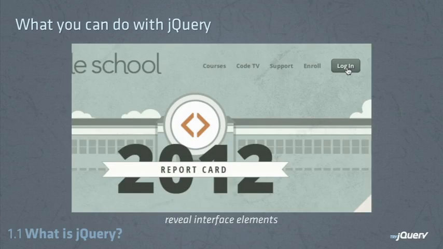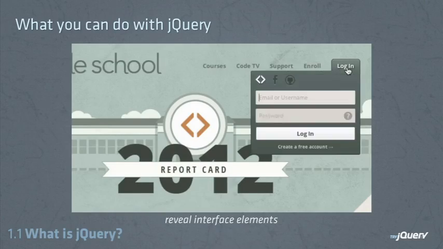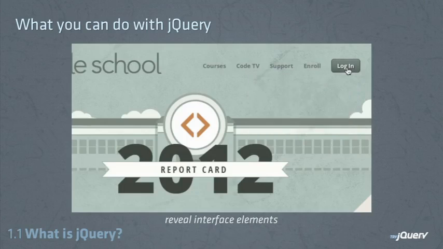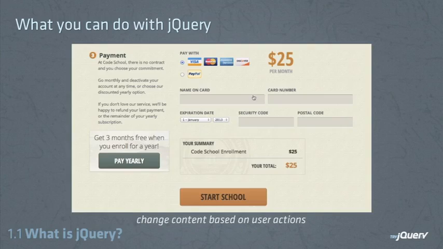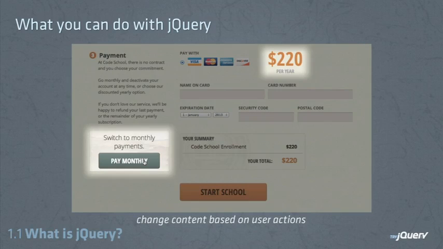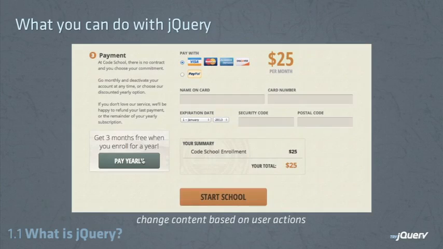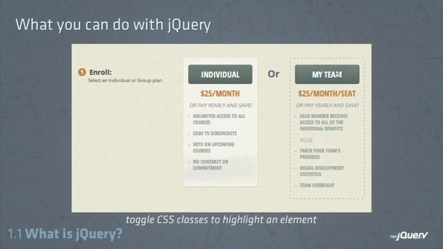When somebody clicks the login button on Code School, the login form appears and can disappear once they click that again. Over on the Code School payment page, people can select between paying yearly and monthly, and the price is updated accordingly. Also in this page, we can toggle different CSS classes based on which button somebody presses, as you can see here.